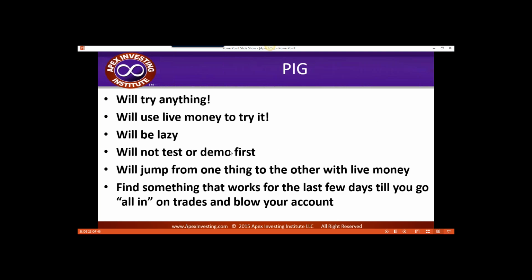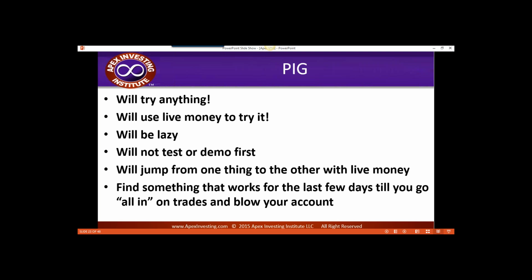All right, let's move on to the second personality, the pig. And again, none of this is a judgment or to give anybody a hard time. Who is the pig trader? The pig's opposite from the sheep. The pig will do anything, and they'll jump right into it.